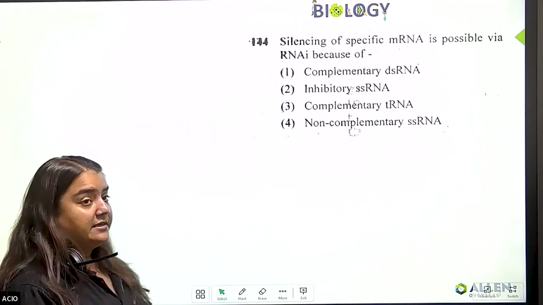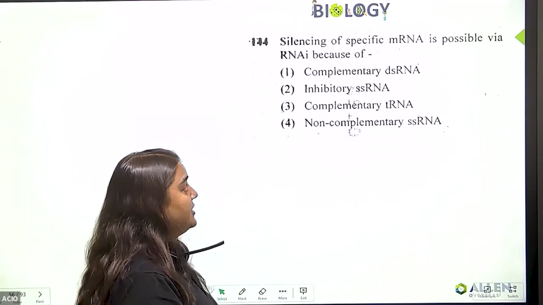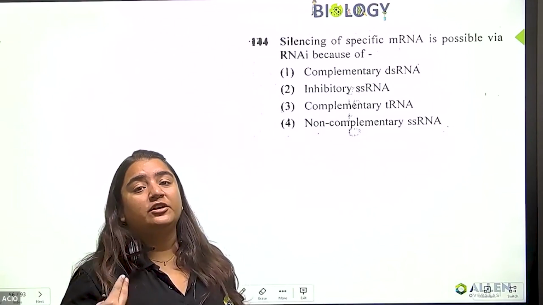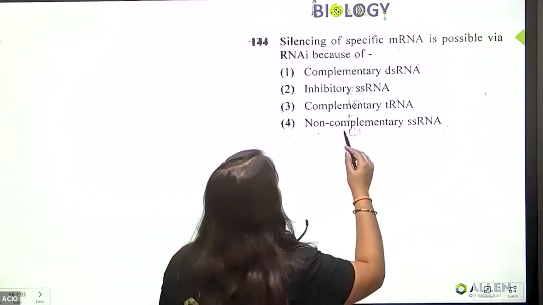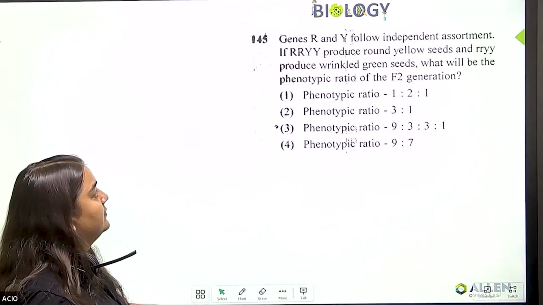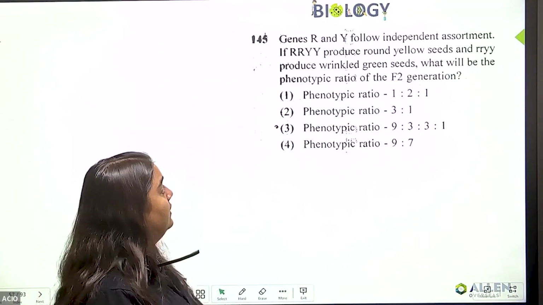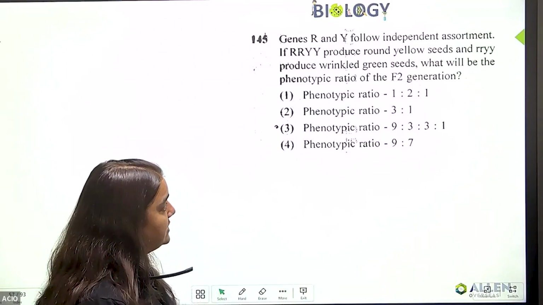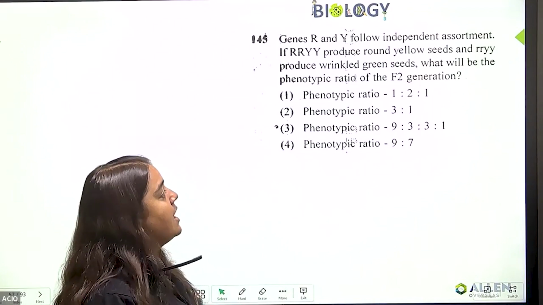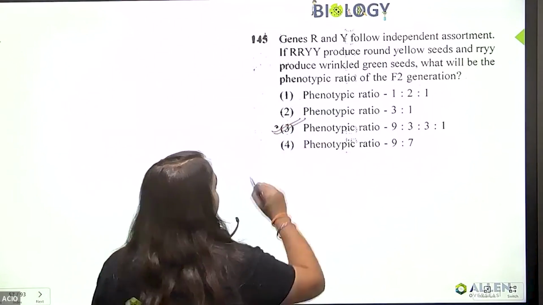Silencing of specific mRNA, that is the RNAi technique for gene silencing, is possible because of formation of double-stranded RNA in your body, which will activate your defense mechanism. So the answer is double-stranded RNA, dsRNA. Genes R and Y follow independent assortment. If RRYY produces round yellow seeds and small r small y produces wrinkled and green seeds, what will be the phenotypic ratio of the F2 generation? The phenotypic ratio is 9:3:3:1.